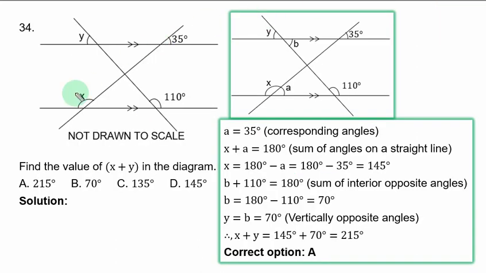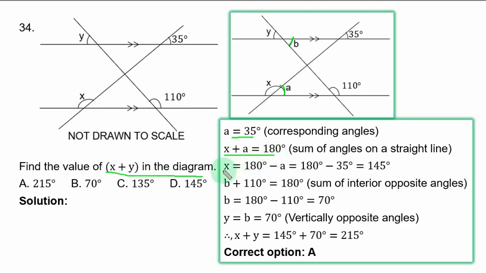Question 34. Find the value of x plus y in the diagram. To get x and y, you have to mark other angles, because to get x, you need this angle. So we mark that angle as A. And to get y, this angle is needed because y is equal to B. Now A is equal to 35 degrees. That is corresponding angles. So if you add x plus A, the sum is 180 degrees. Sum of angles on a straight line.